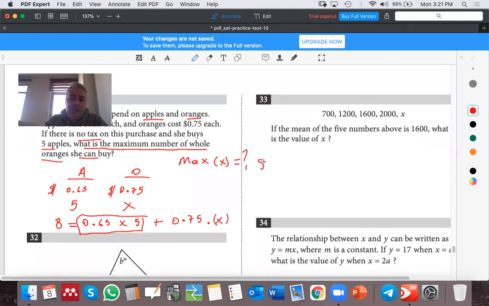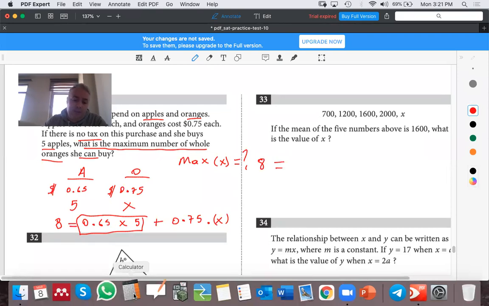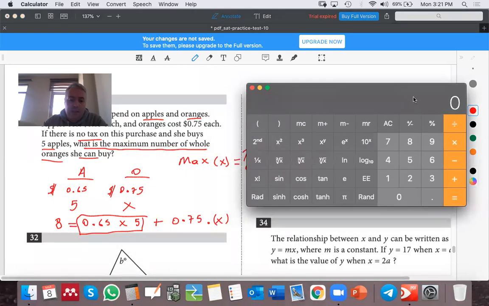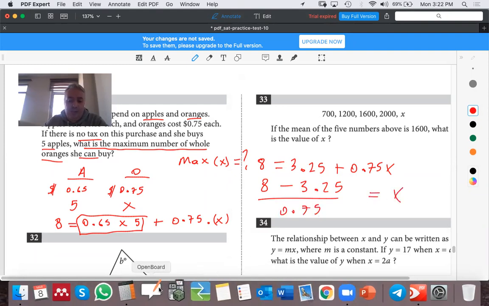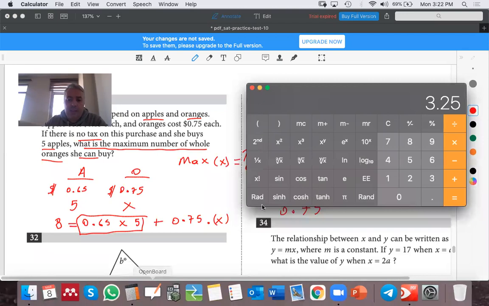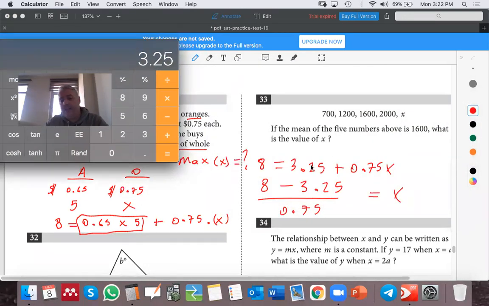When I do this, 8 is equal to, let me use calculator directly. 0.65 times 5 will be 3.25. So 3.25 plus 0.75x. So 8 minus 3.25 divided by 0.75 will be x. So I am doing this. Is this okay? Just a normal equation. Take the 3.25 to the other side as a subtraction and then divide by 0.75.